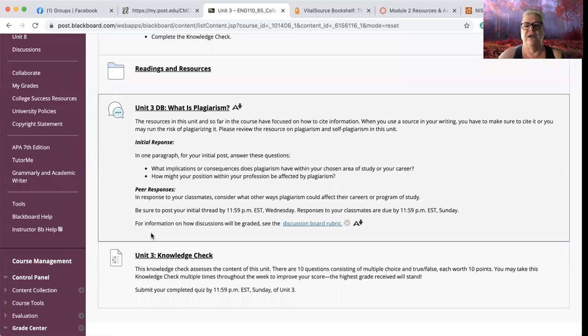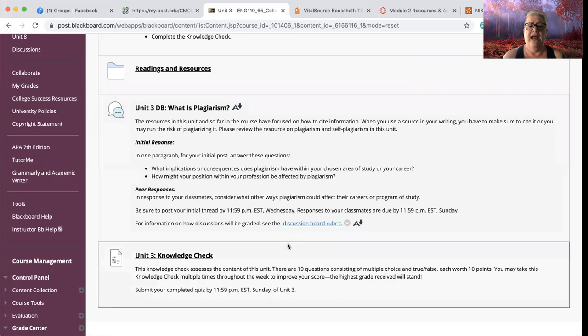Sometimes that's a harder thing to see. Obviously, we think of plagiarism as copying an essay for school, but plagiarism does exist in the workplace as well. So this will get you thinking about that. And as usual, the rubric is right here. There's a link to it if you want to check it out.